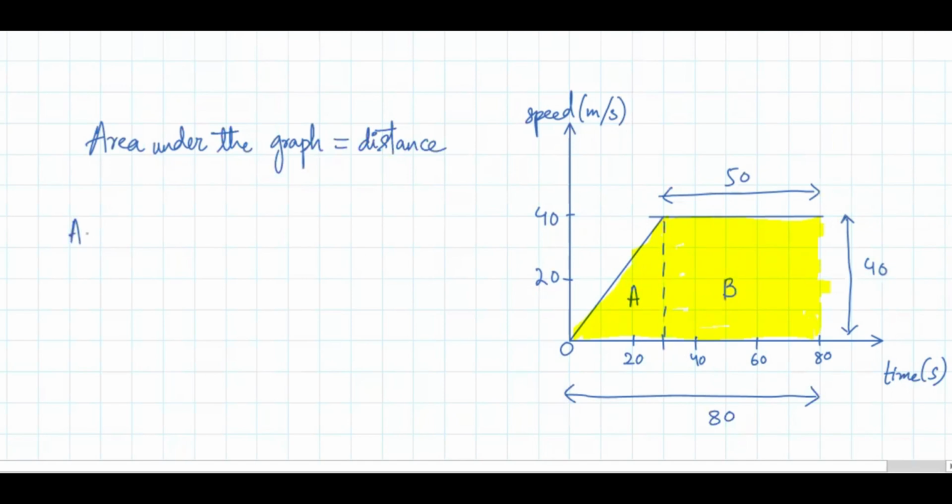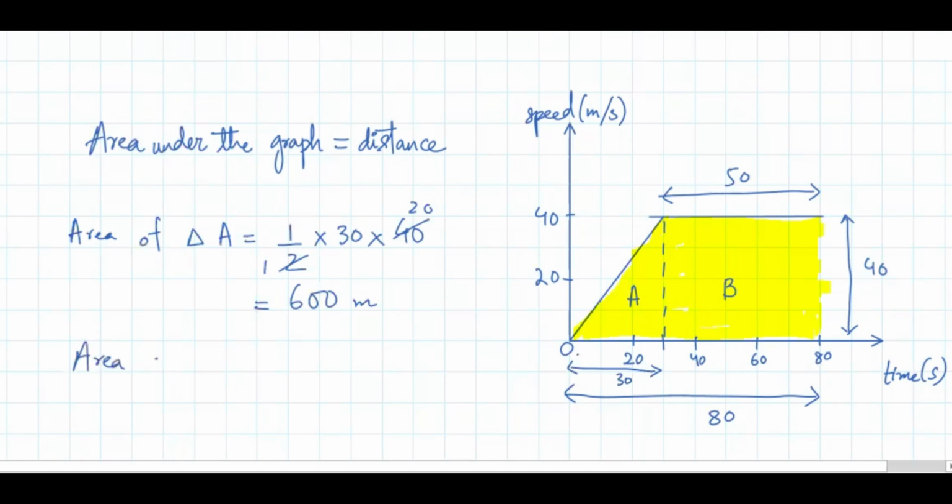So I'm going to find the area of triangle A. For the triangle A, the base is 30. It's going to be 1/2 times base times height. The base is 30 and the height is the same as this, which is 40. So altogether, you get a 600. So 600 meters from the area of triangle A.